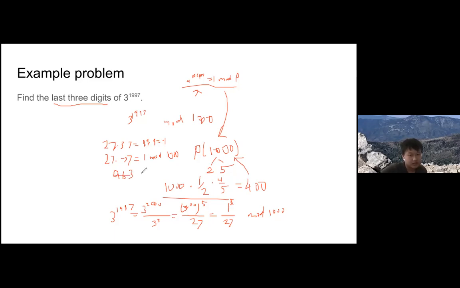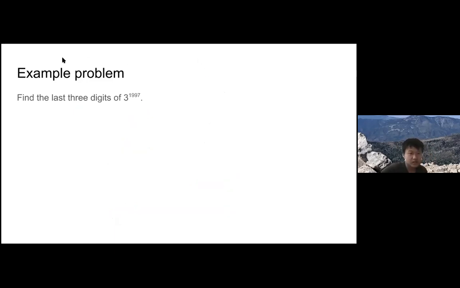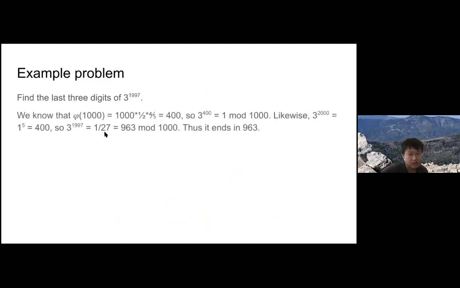No, that's not true. That is 900. But yeah, that is 963, sorry. So those are the last 3 digits. And I'm starting to think I typed that wrong on the slides. Let me show the solution. Yeah, so this is basically the idea. Are there any questions about that?